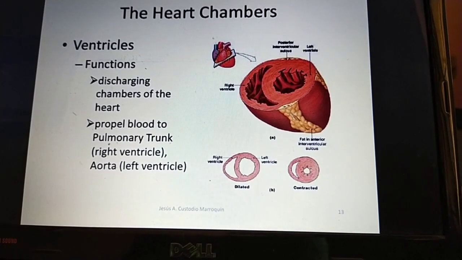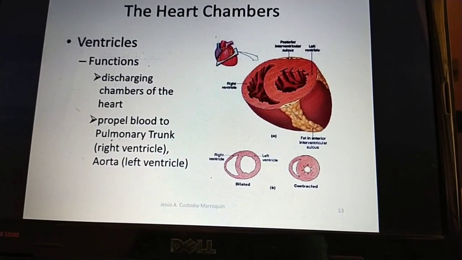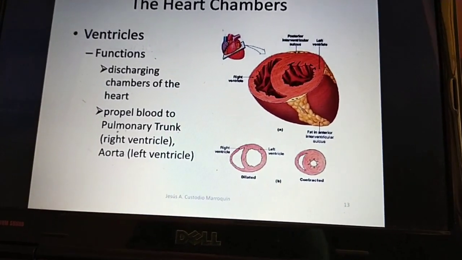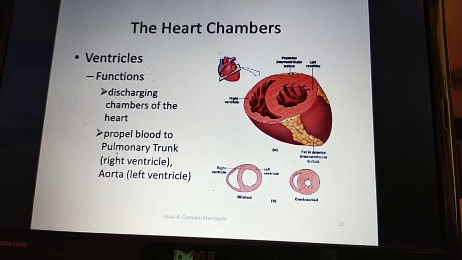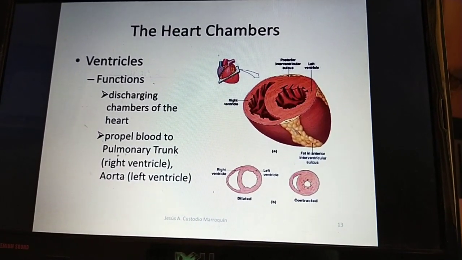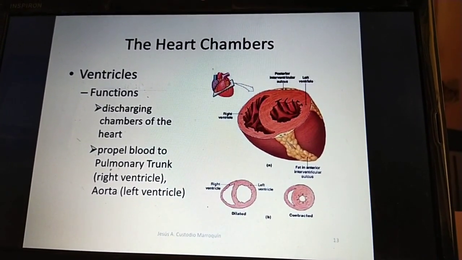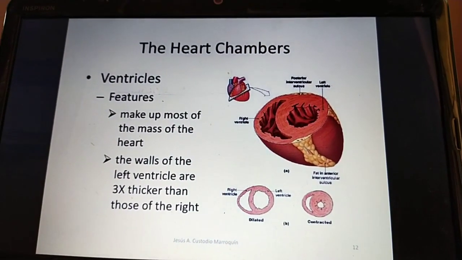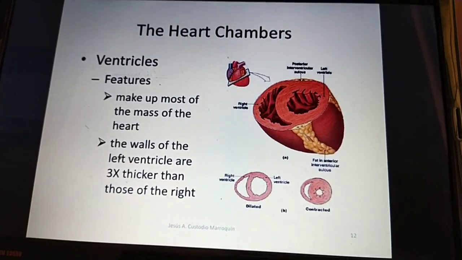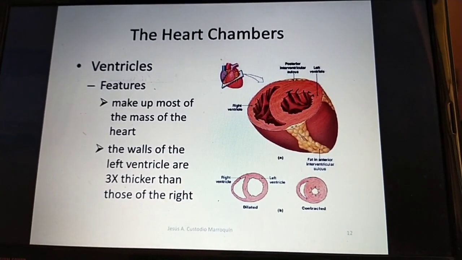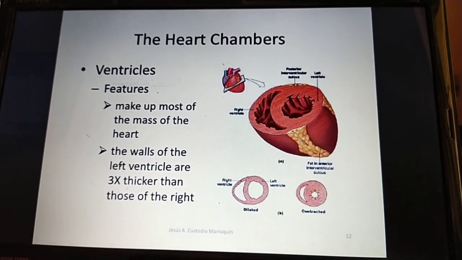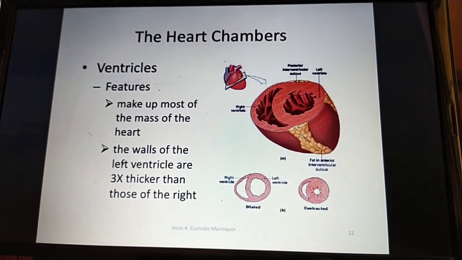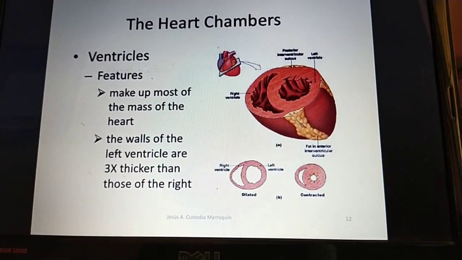The ventricles are the discharging chambers of the heart and propel the blood to the pulmonary trunk and aorta respectively. The pulmonary trunk is supplied by the right ventricle and the aorta by the left ventricle. The ventricles make up most of the mass of the heart. As I already told, the ventricles are thicker and make up most of the mass of the heart and the muscles of the heart.